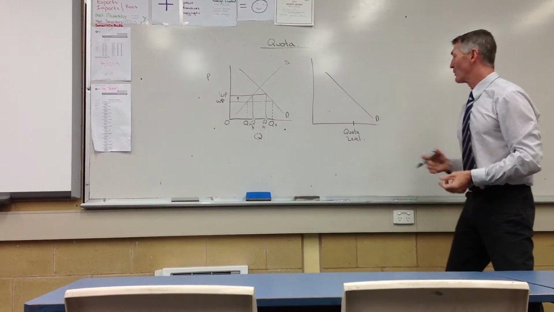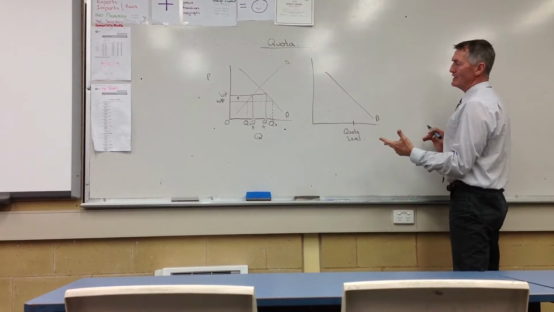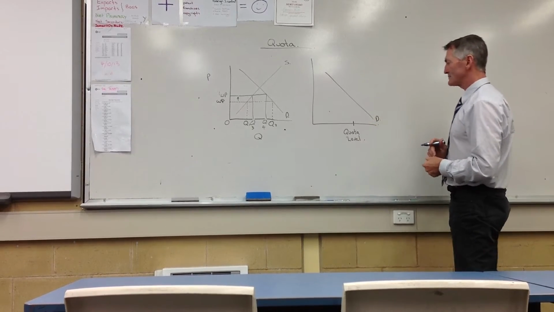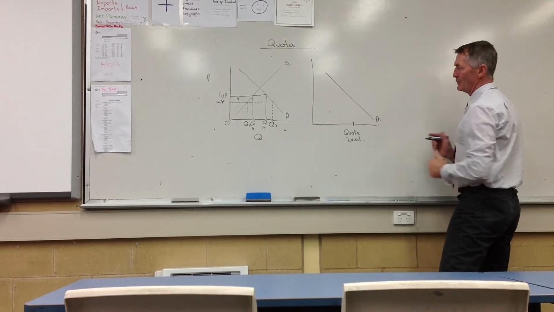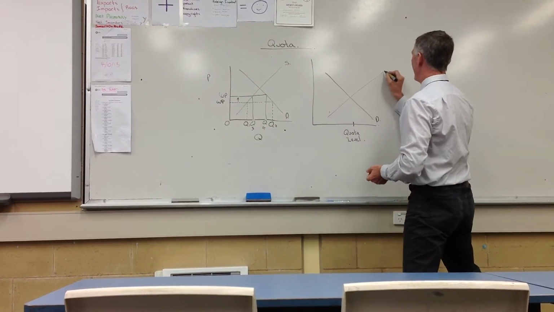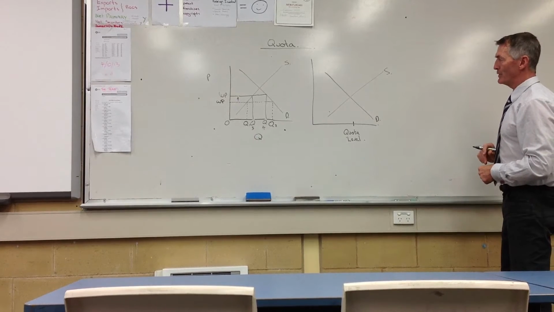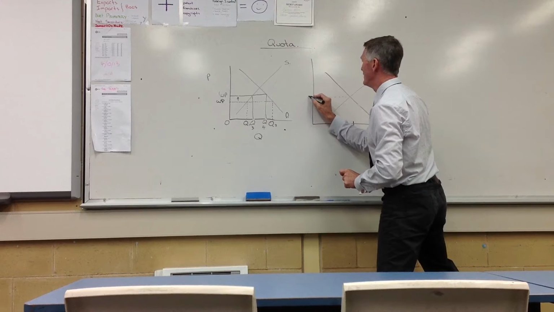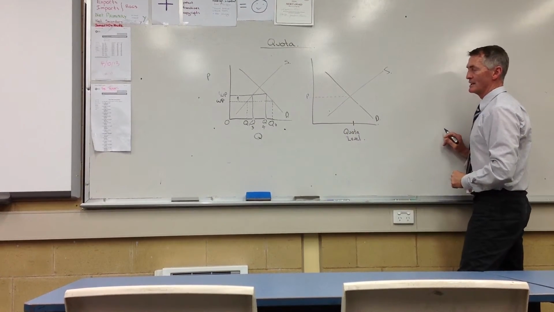Now another way you can look at a quota, same but different, is you can look at it in terms of just looking at the supply of the imported product. Now, in a normal marketplace, we buy the imported product, and S would represent the supply of the imported product. That equilibrium price there would be the price of the imports as they come into Australia.